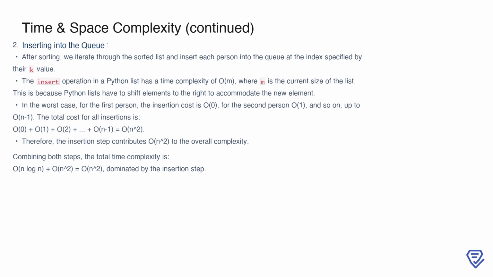For the first person inserted, the cost is 0, for the second person 1, and so on, up to n-1 for the last person. Adding these up gives a total cost of 0 + 1 + 2 + ... + (n-1), which simplifies to O(n squared). When we combine this with the sorting step, the overall time complexity becomes O(n log n + n squared). Since n squared dominates, the total time complexity of the solution is O(n squared).